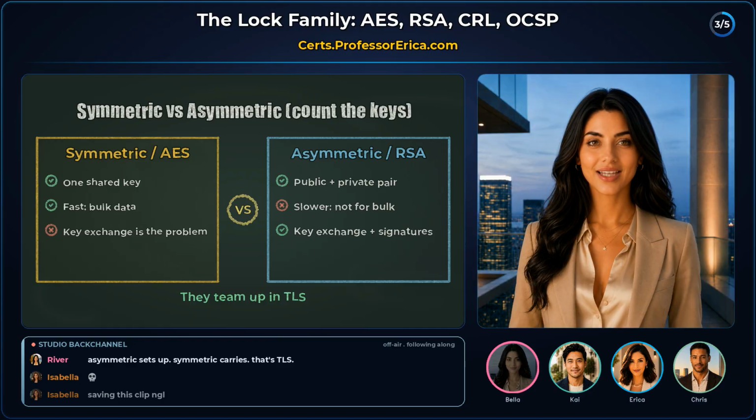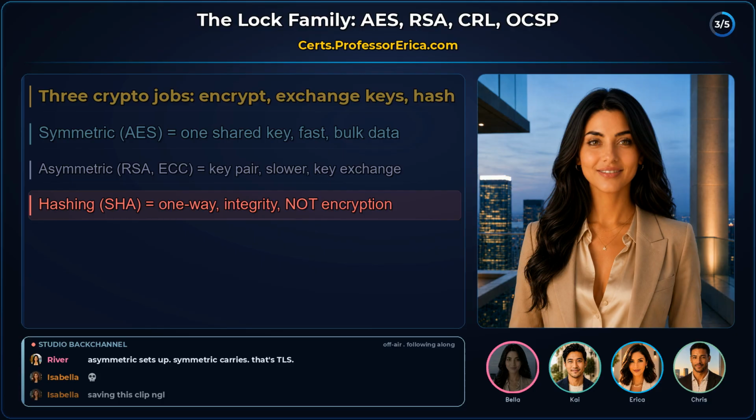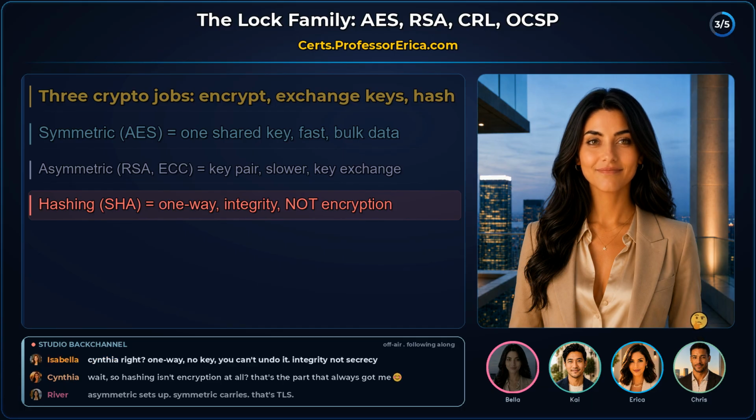And here is the part that ties all 3 together, because it is the favorite exam combo. A digital signature is just hashing and asymmetric working as a team. You hash the message, then encrypt that hash with your private key. Anyone can check it with your public key, and that proves 2 things at once: that the message was not changed and that it genuinely came from you.